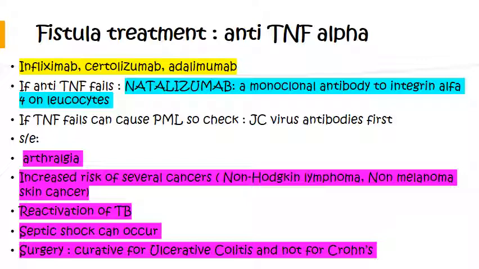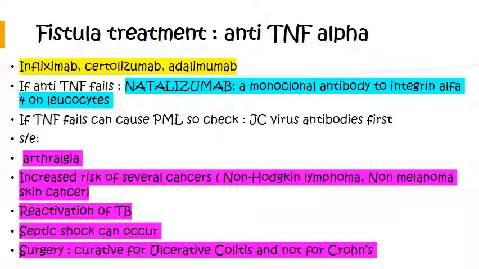These sound like girls' names: Inflixi, sertoli, adali, and then comes Natalie, which is a monoclonal antibody to integrin alpha 4 on leukocytes. Natalizumab can cause PML, so you have to check JC virus antibodies first, and it has other side effects: arthralgia, increased risk of several cancers like melanoma, non-melanoma skin cancer, non-Hodgkin lymphoma, reactivation of TB, septic shock can occur. Surgery is curative for ulcerative colitis but not Crohn's.